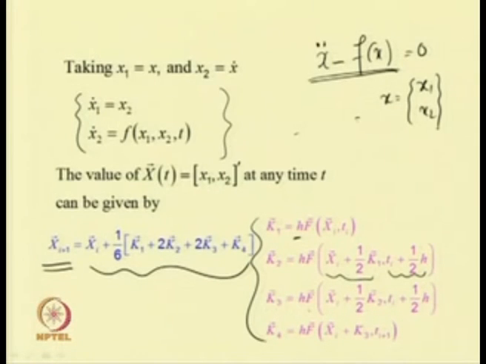Similarly, k 3 is evaluated at this point, that is x i plus half k 2, and here the time equal to t i plus half h, and k 4 is obtained by using this expression, where x is taken as x i plus k 3 and time t equal to t i plus 1. So, by evaluating these constants k 1, k 2, k 3, k 4 and substituting in this expression, we can obtain the i plus 1th iteration value, and in this way we can go on finding the value of x i plus 1 numerically till we converge to a solution.